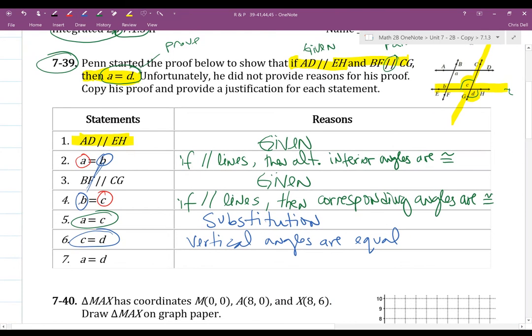And then the last thing, how can I say A is equal to D? Well, I have here A is equal to C and C is equal to D, right? Do you see that? So the C's can substitute for each other, and therefore we can say A is equal to D. Again, our reason is substitution. And now we're done. All right, there is our proof.